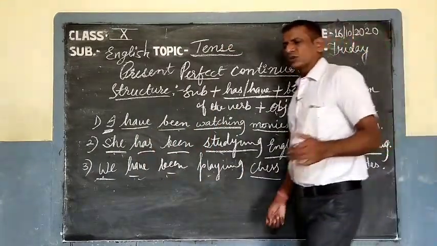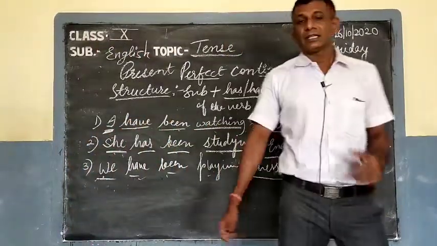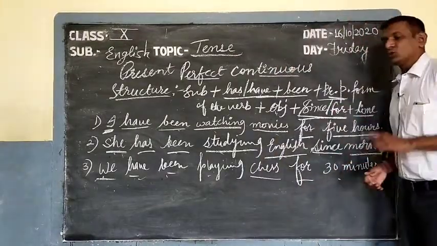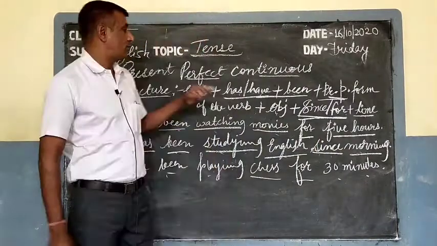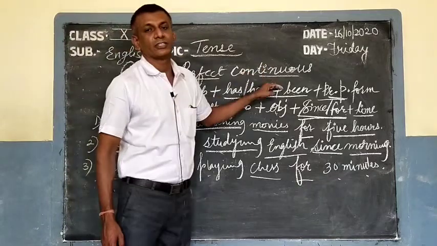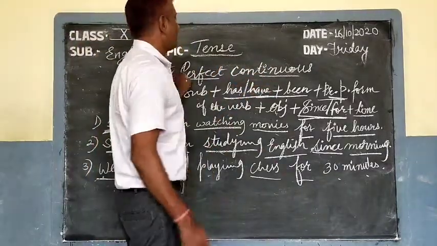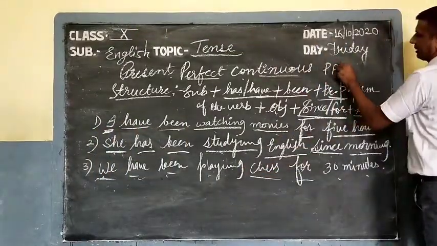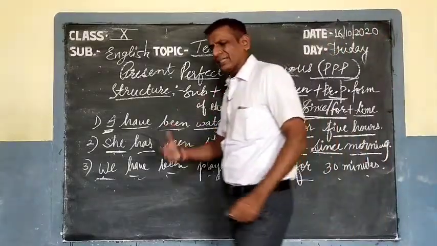Now the next thing that would come is where we use since and for, and the use of since and for, that I will tell you. But first you just learn to identify the sentence of PPC, present perfect continuous, or PPPC, present perfect progressive, PPP. Okay, so how can you identify?